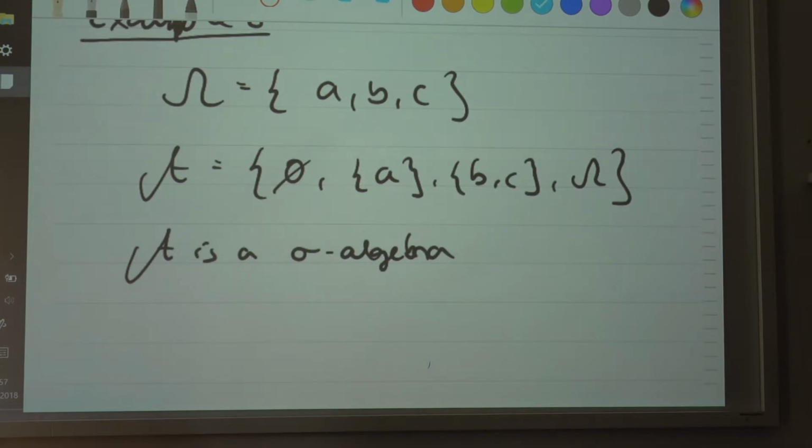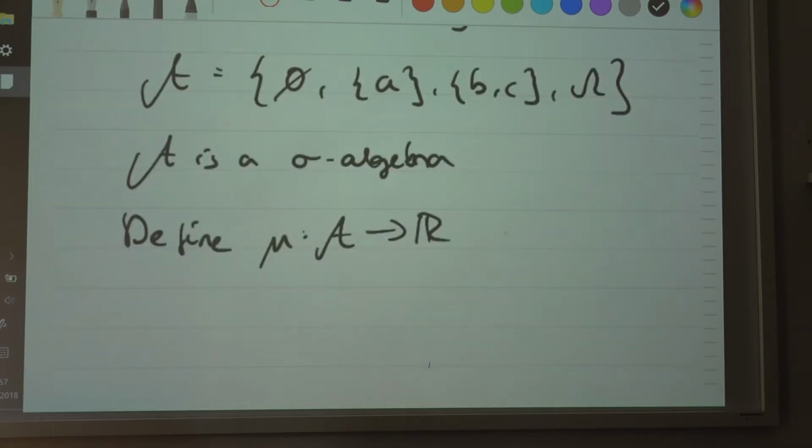Now we define a function mu on the sigma algebra as follows.